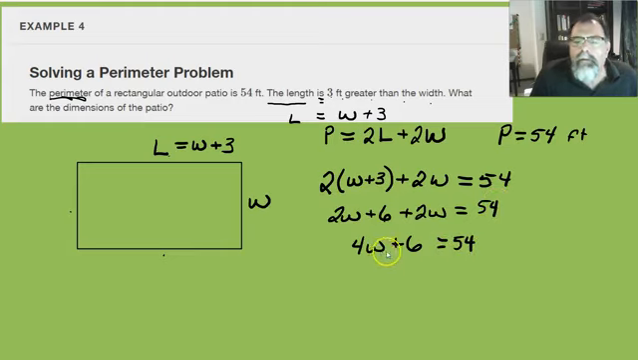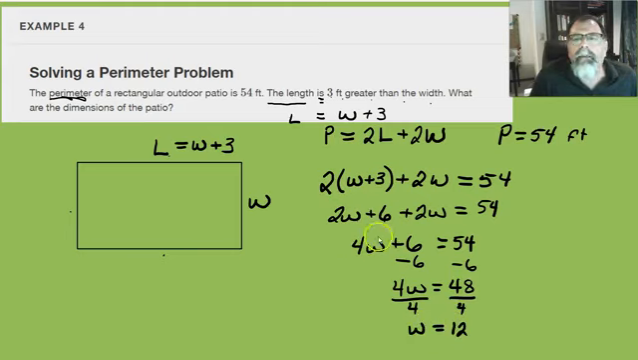Okay, now we want to get the W by itself, so subtract 6. So 4W is 48. And then we want to get W by itself, so now you've got to divide by 4. 48 divided by 4 is 12. And then, what are the dimensions? They want to know the length and the width.